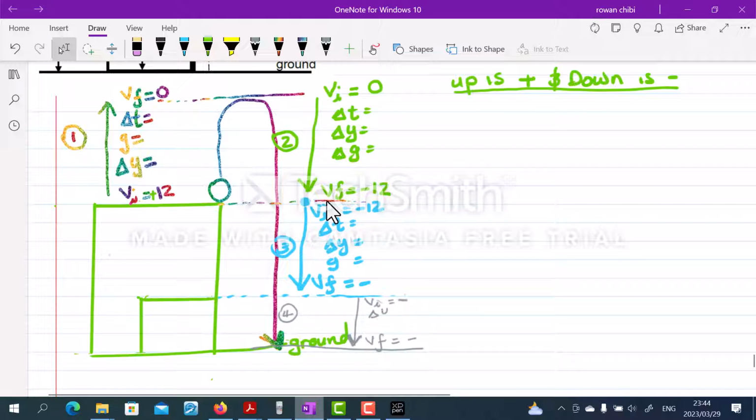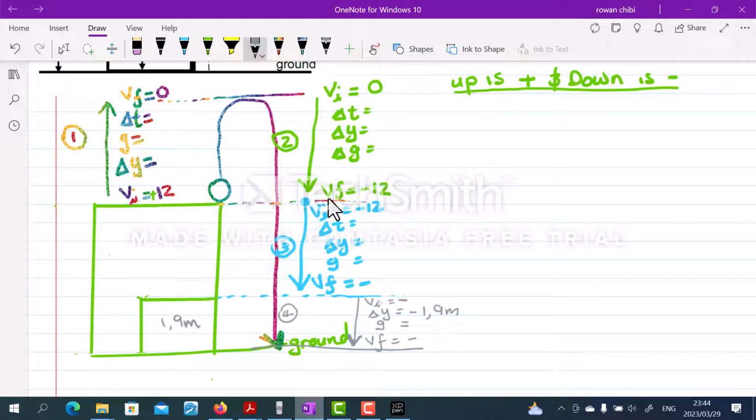Delta y we know because they told us the door is 1,9 meters, so delta y here is negative 1,9 meters. And then g I will explain later on. So we have section 1, section 2, section 3, section 4. Every time you are given a problem like this, you need to divide it into 4 sections so that you can be clear what's going on.